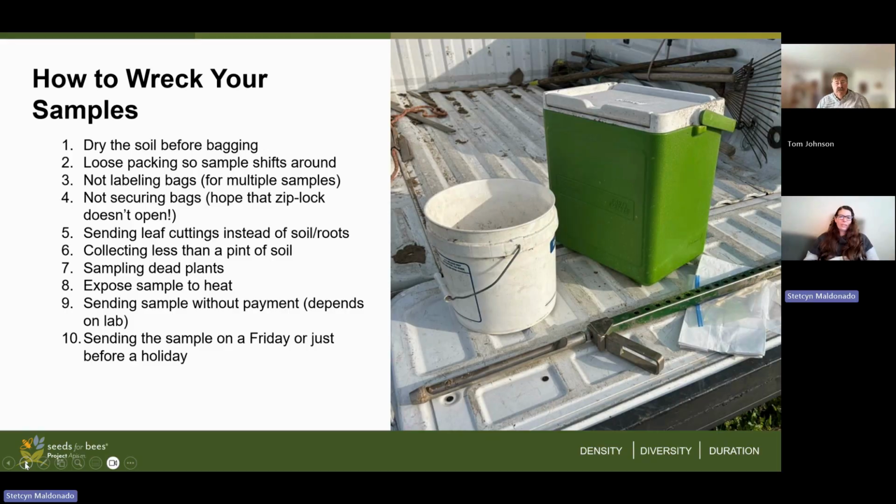Some people can get confused and send leaf cuttings instead of soil or roots. Since most of the plant parasitic nematodes are in your soil or in your roots, you want to focus on sending samples from where your pest is going to be located. You want to collect at least, or more than, a pint of soil, so they have enough soil to run those lab tests on.